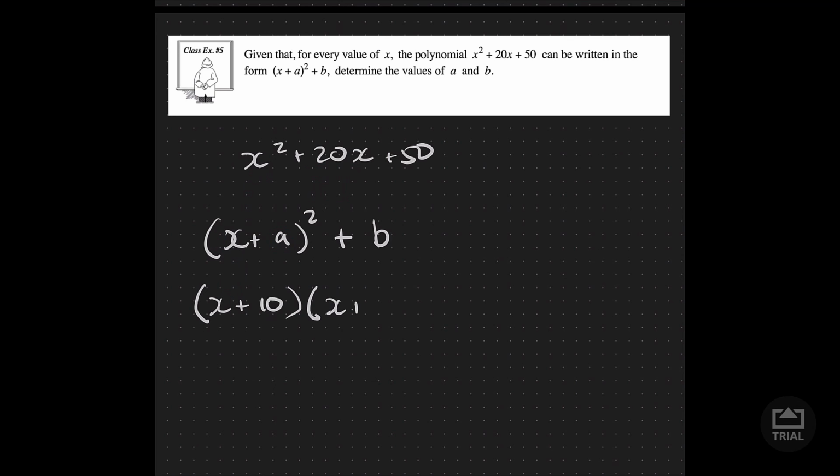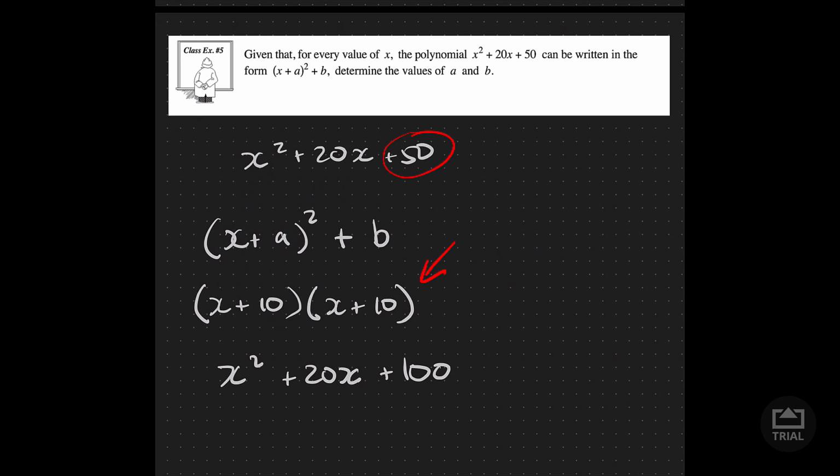times x plus 10. Now, notice that in the end, we end up with this 50 here, but if I was to expand this one out, we're not going to end up with a 50 there. So let's expand this out. And what do we get? We get x squared. And in the middle, I should get my 20x by following that rule. And on the end, I'm going to get 10 times 10, which is 100.